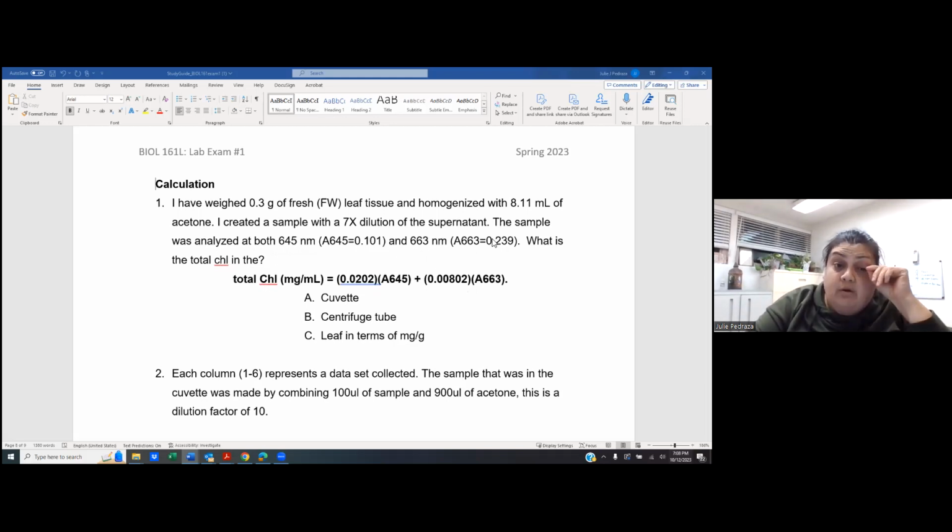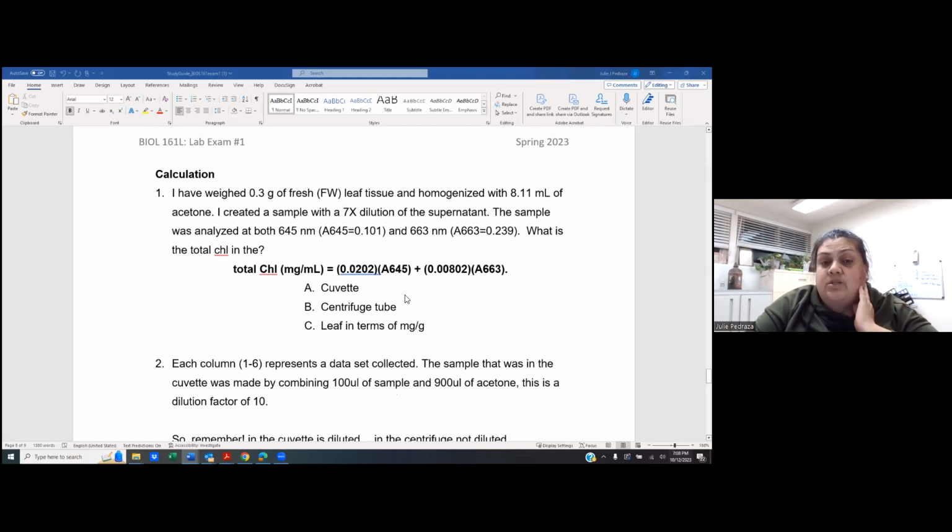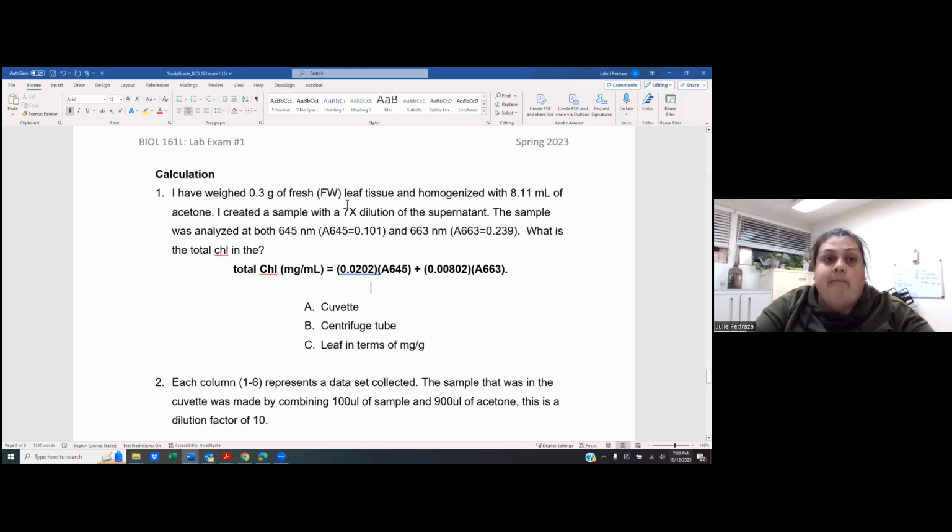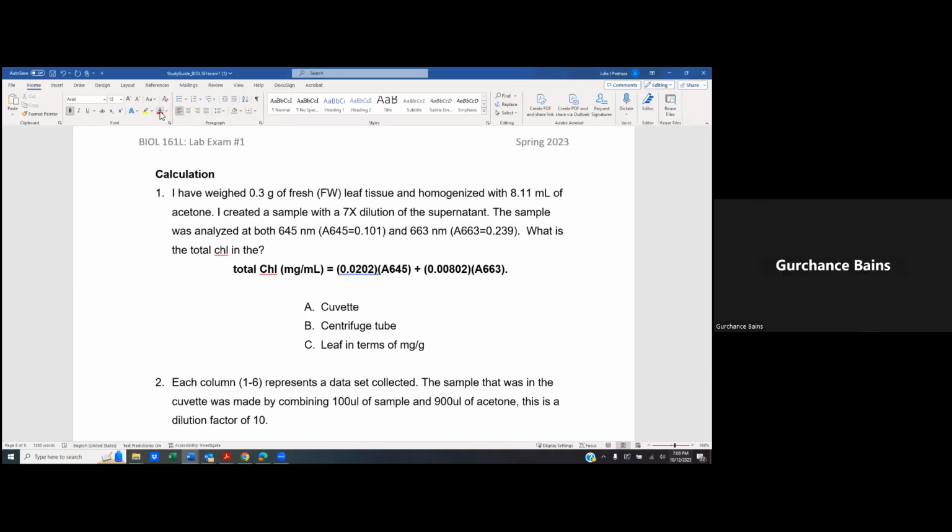What is the total chlorophyll? You are given the equation. So it wants you to say, okay, I want to know it in the cuvette, I want to know it in the centrifuge tube, and I want to know it in the leaf. So the first thing we're going to need to do is what? Plug in the absorbance numbers into the formula to get the cuvette.